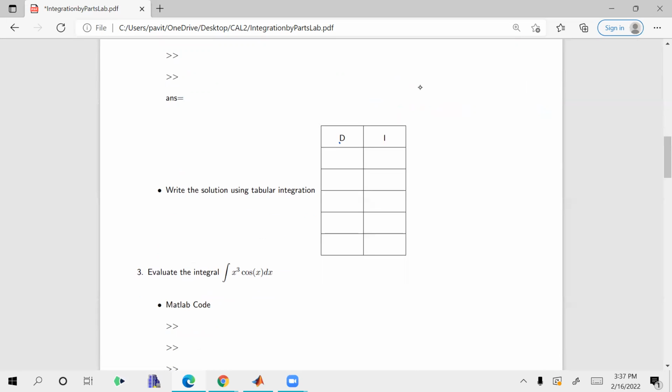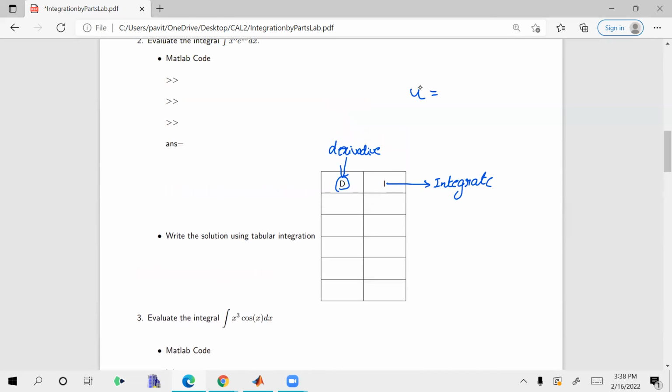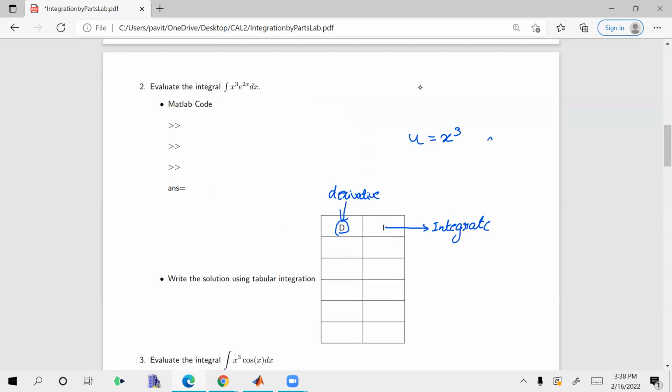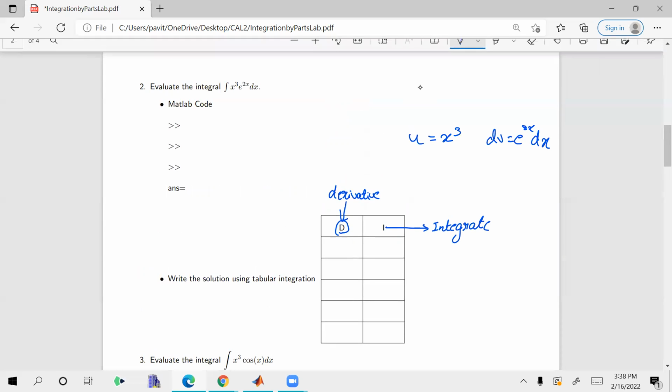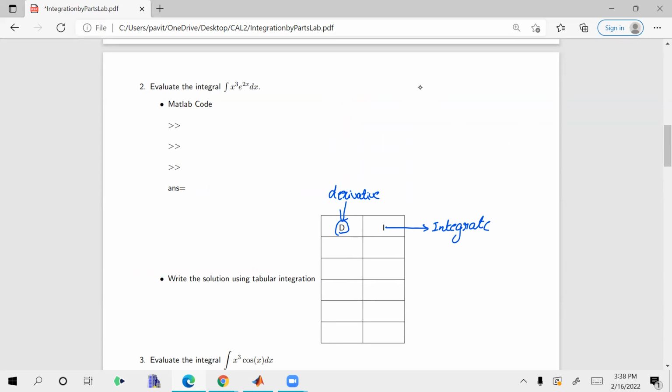Now here d means you are going to find the derivative of the function, and I means you are going to integrate the function. Like you take u equal to x cube and dv equal to e to the power of 2x dx. That's how you take it when you are using integration by parts. Sorry for the handwriting.